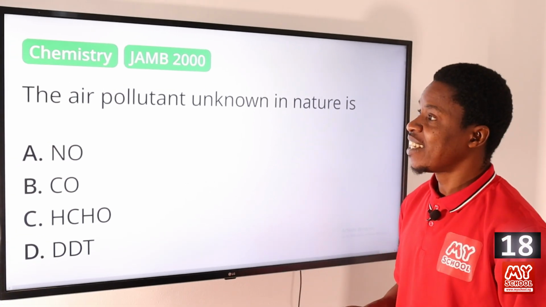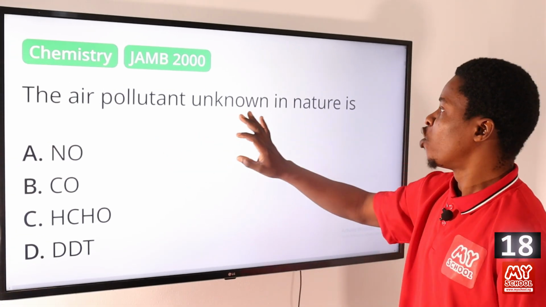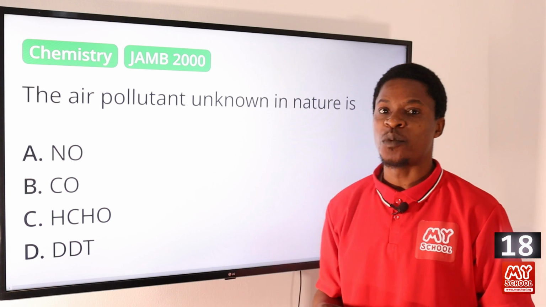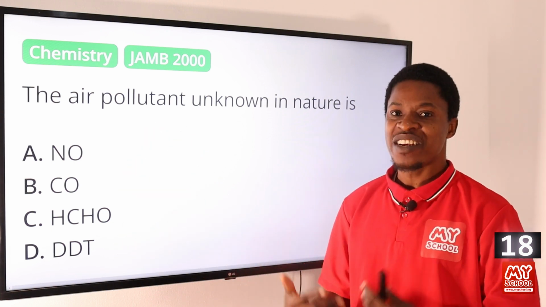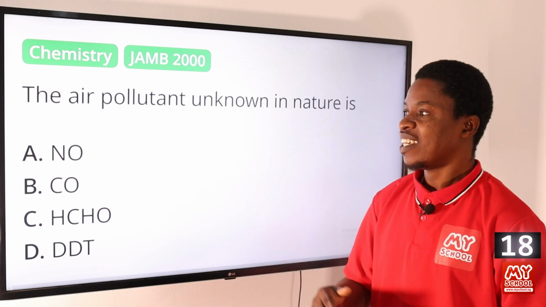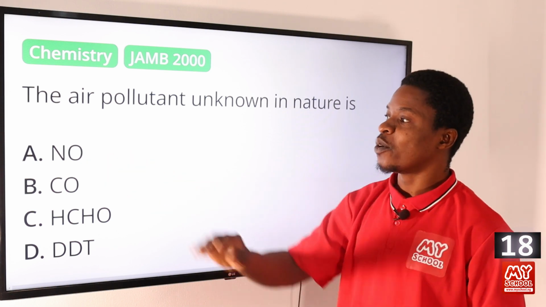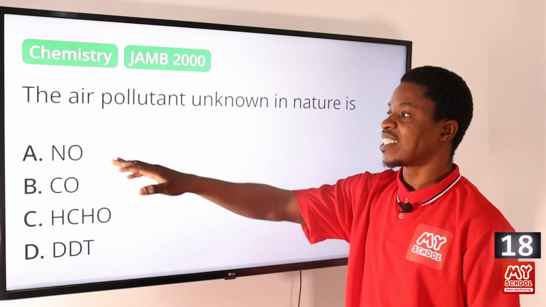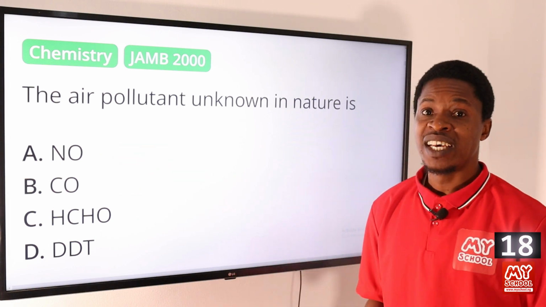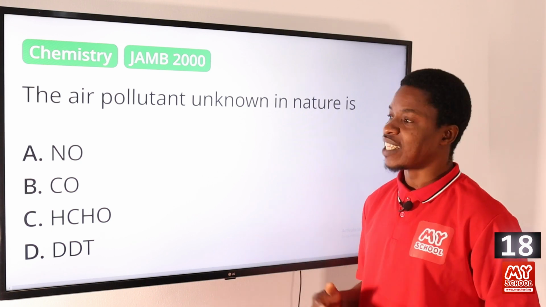Let's go to question number 18 now. The air pollutant unknown in nature is what? Which air pollutant? They are all air pollutants. Which one does not occur naturally from nature? Option A says NO, that's nitrogen monoxide. This actually you can get in nature. Okay, it's in the atmosphere. We can get it in the atmosphere.